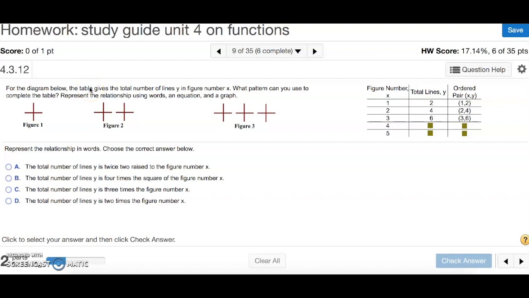Number 9. For the diagram below, the table gives the total number of lines y in the figure number x. What pattern can you use to complete the table? Represent the relationship using words, an equation, and the graph.